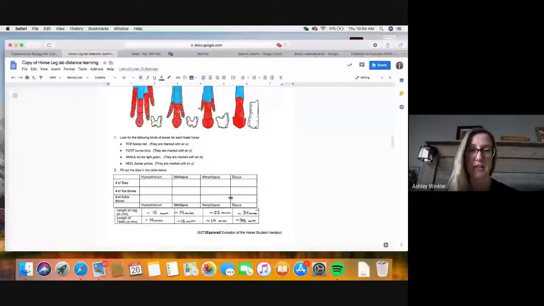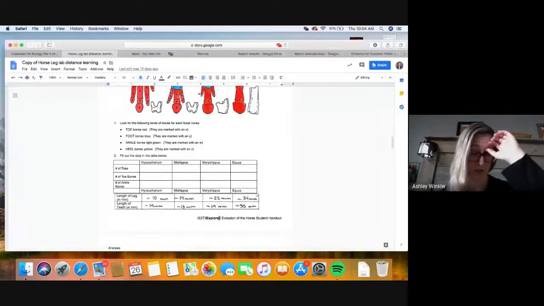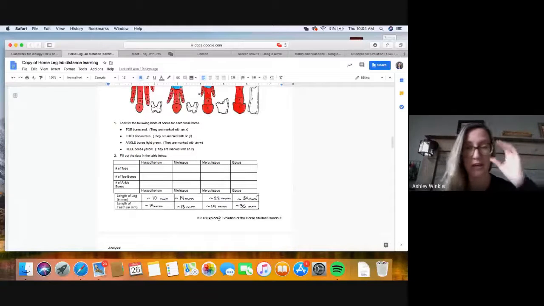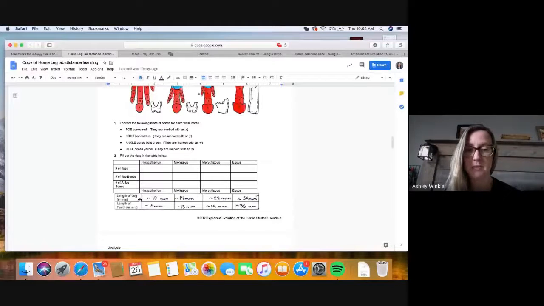And previously, we would have been measuring these out in class. But again, because I'm not sure what kind of instruments you guys have access to, and I don't want you taking incorrect measurements, I did these measurements for you. Okay. So this is older horse species to newer horse species.